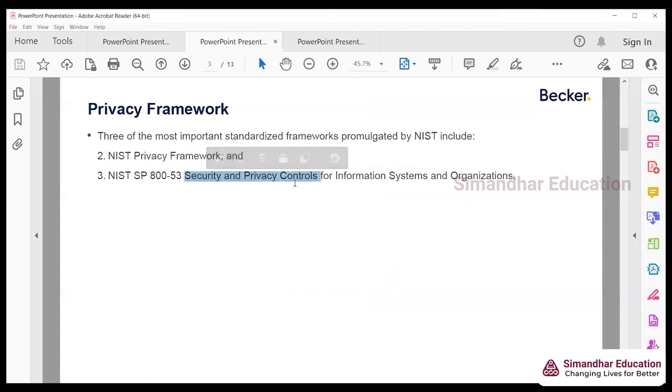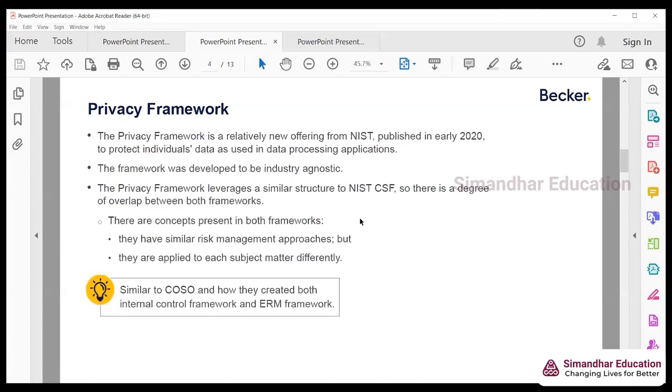They will always say both together, security and privacy controls. They will not try to trick you by saying just privacy controls. It will not be the case. Mostly they will give this number also, so that it will be easier to demarcate between the two. Anyway, let's go into privacy framework.